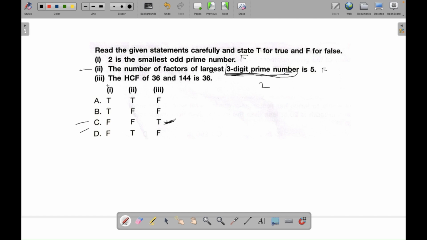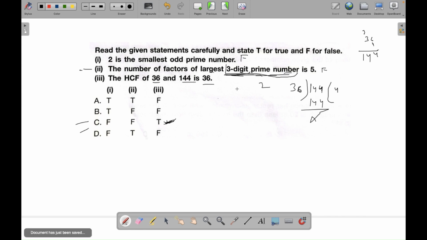Then the third question says the HCF of 36 and 144 is 36. Now again we see that this number may be divisible by 36, so we just check for a possibility. So we'll divide 144 by 36. Again, 6 is the unit digit. We see what number should I multiply 6 with so that I end up with 4 in the unit digit. So it is 4, because 6 fours are 24. So 36 times 4: 4 sixes are 24, carry 2, 4 threes are 12, plus 2 is 14. So 36 fours are 144.